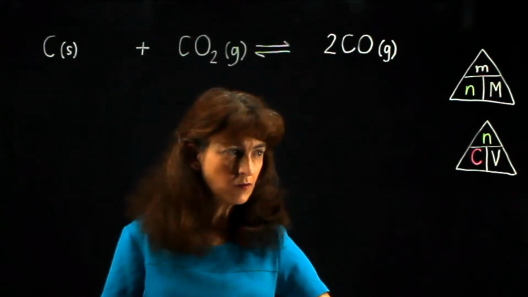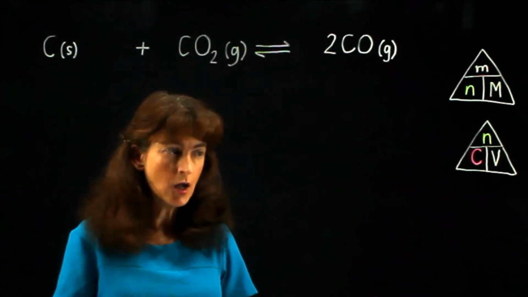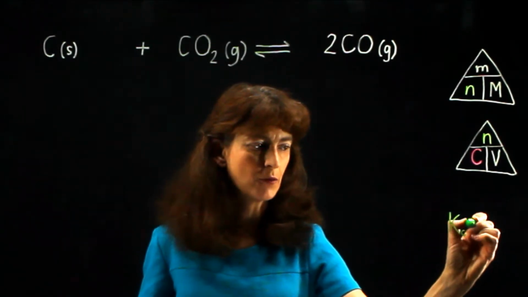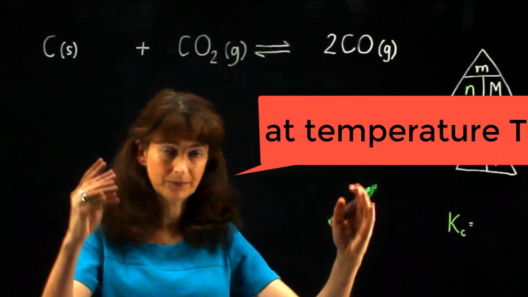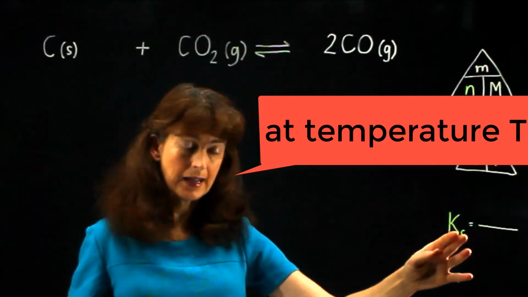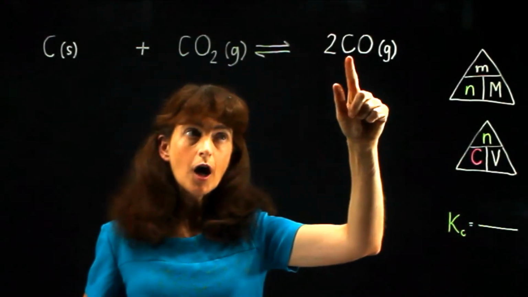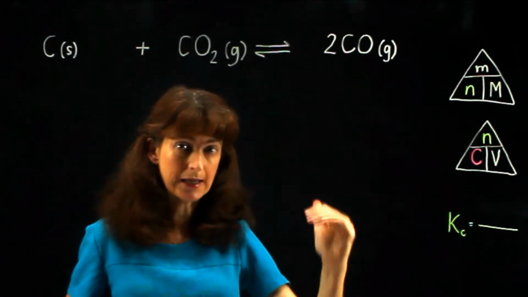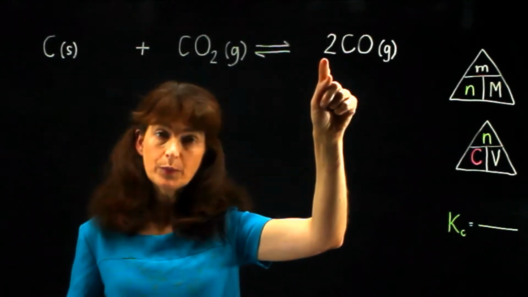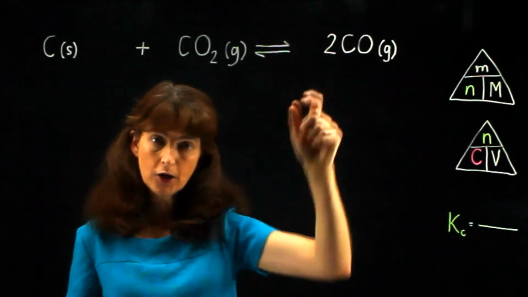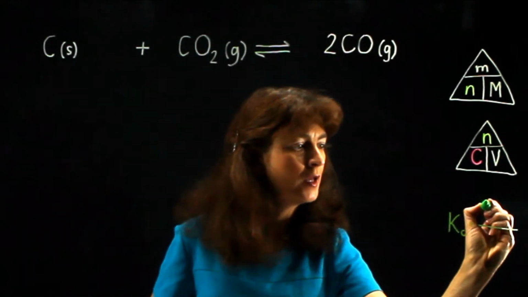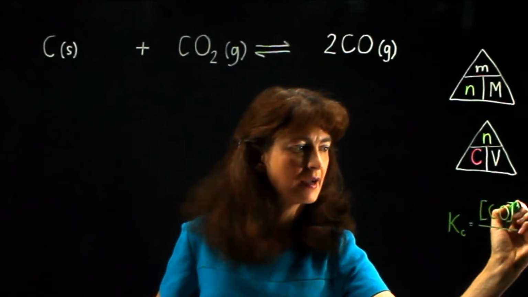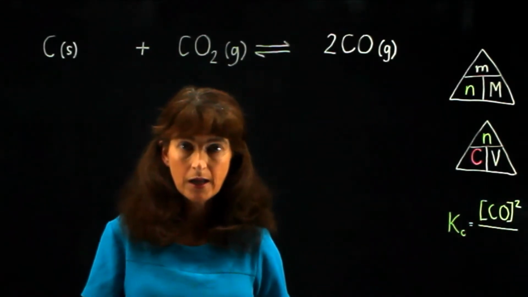Well, let's start off by just seeing where we are heading. We're heading to finding out the Kc value for this particular reaction. For this particular reaction, Kc would be the carbon monoxide's concentration at equilibrium raised to the power 2 because of the coefficient 2 there. So we need to find out carbon monoxide's concentration at equilibrium.